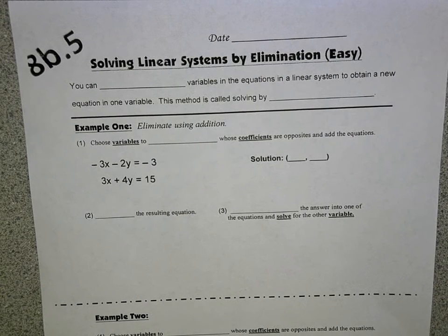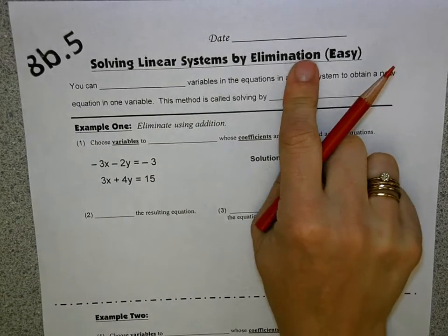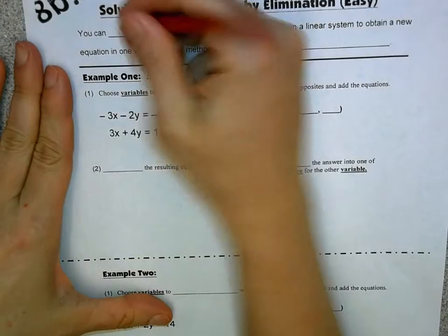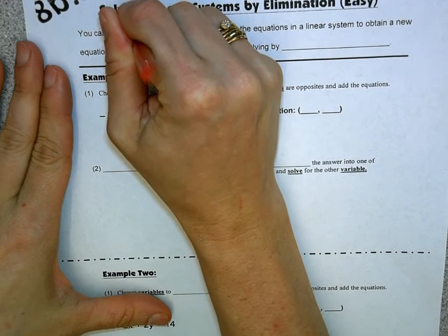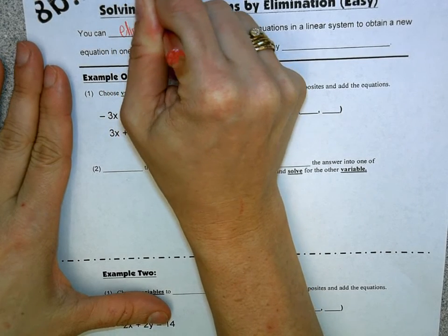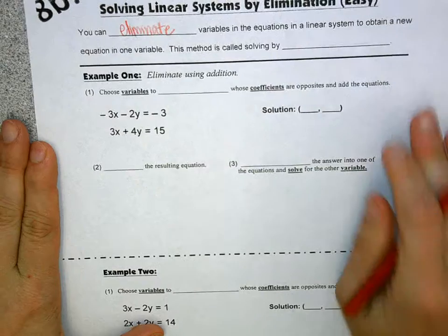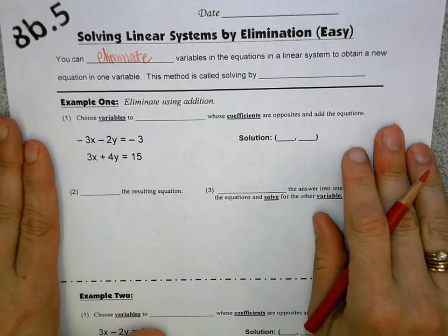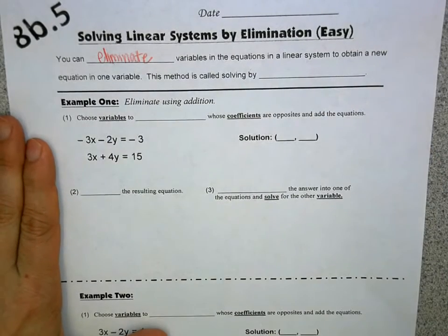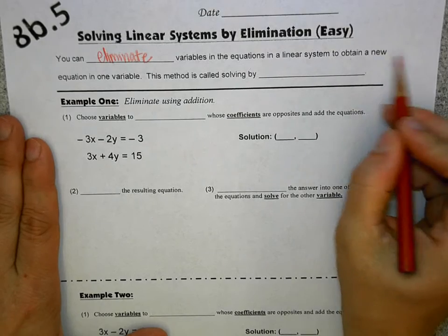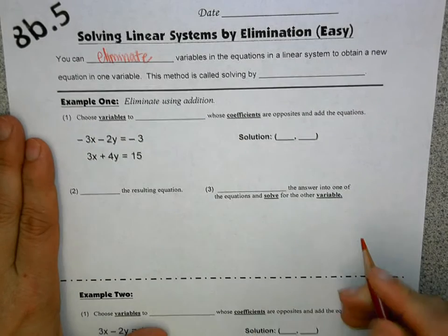What was the second way that I showed you last week? Substitution, right? Substitution is where you get one letter completely by itself and you plug it in to find the other one. Today, we're going to talk about something called the elimination method. Basically, you can eliminate, or cancel out, variables in equations in a linear system, when you have straight lines, to get a new equation in one variable.